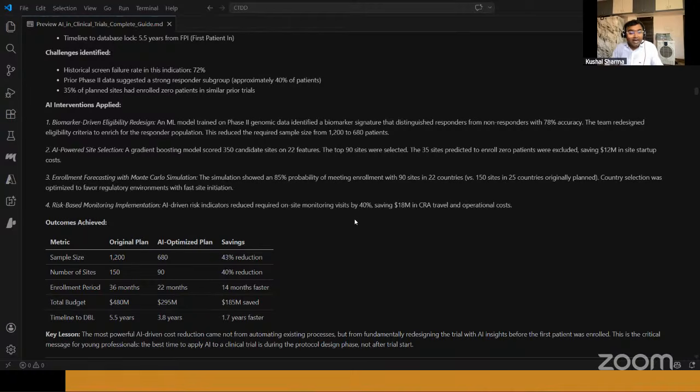Another point, enrollment forecasting with Monte Carlo simulation. The simulation showed 85% probability of meeting enrollment with 90 sites in 22 countries versus 150 sites in 25 countries originally planned. Country selection was optimized to favor regulatory environments with fast site initiation.